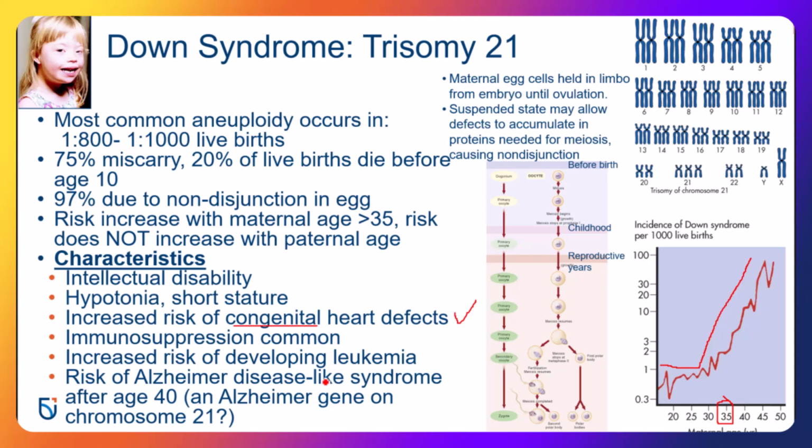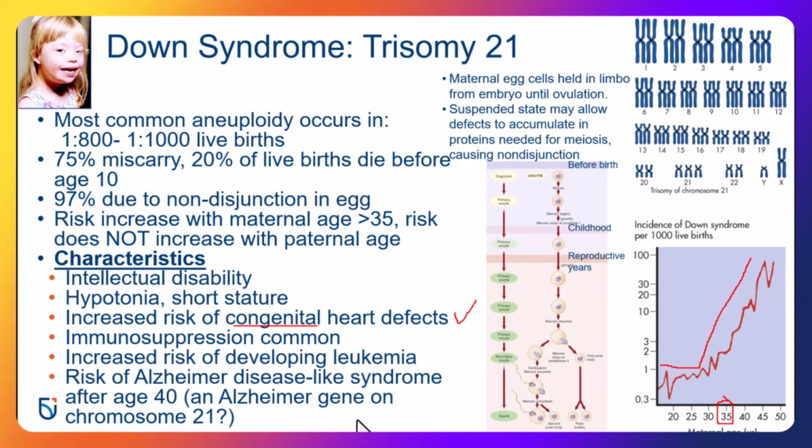And finally, Down syndrome is associated with an increased risk of Alzheimer's-like changes that occur later in adulthood, often earlier than typical. So sometimes after around the age of 40, there can be Alzheimer-like changes evident in this population.